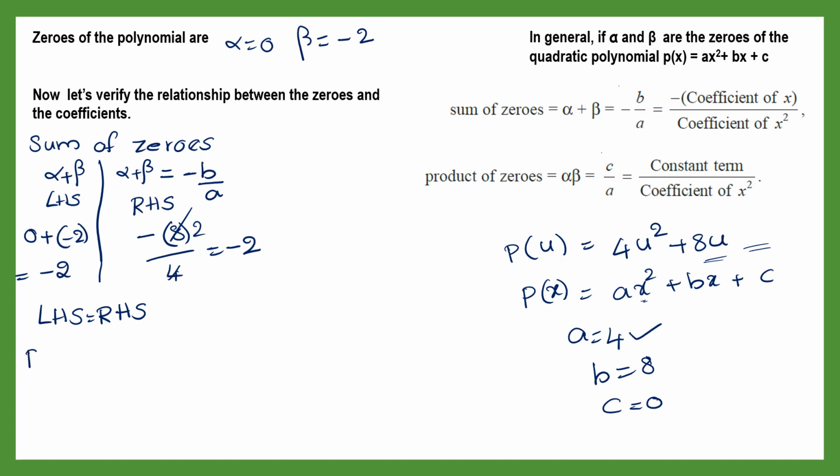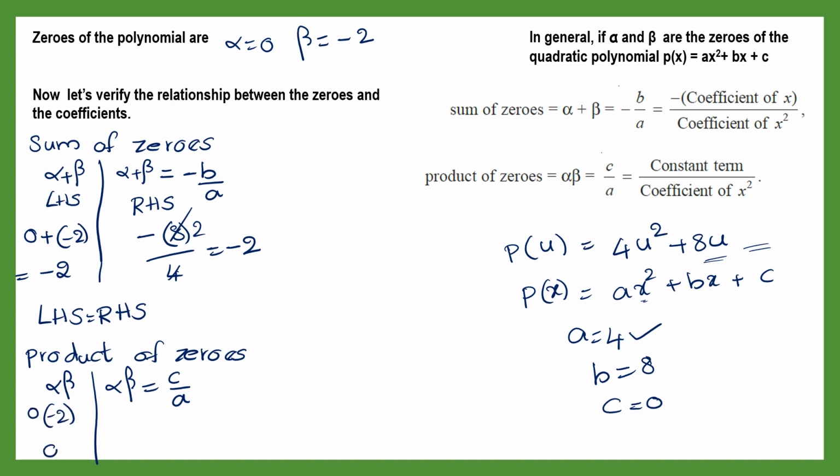Next, product of zeros. Product of zeros, alpha into beta. Using the coefficients, you can tell alpha into beta is c by a, that is constant term by coefficient of x square. Alpha into beta is 0 into minus 2. 0 into minus 2 is 0.